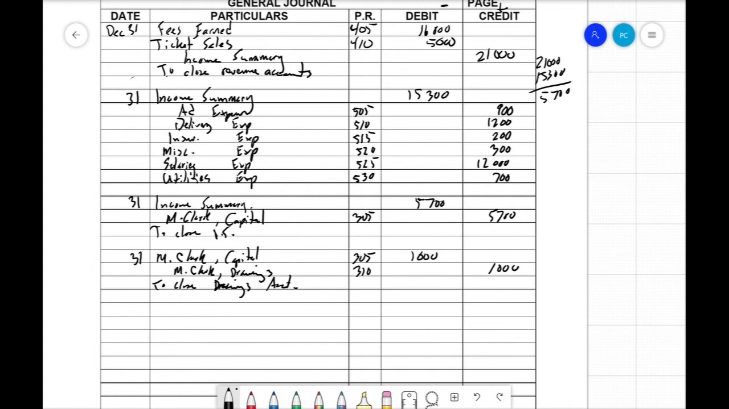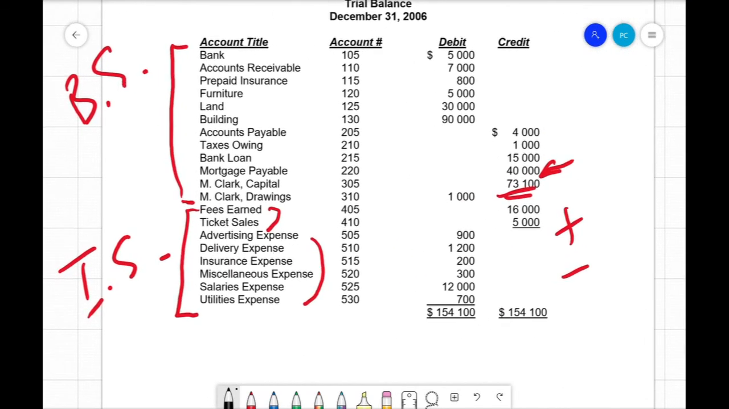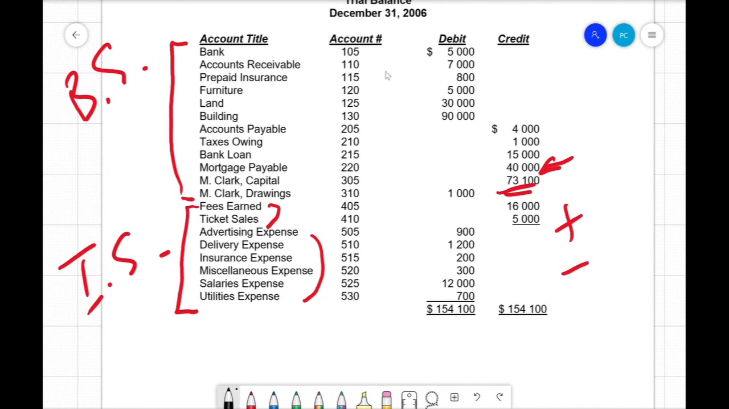Then you still have to have, the last one still has to be drawings. This one, drawings, goes last all the time. Okay, so you always have to settle out the capital account before you do the drawings. That's the last one. So again, the accounts that are affected or will end up with a zero balance are those ones. And this one will be either increased or decreased.